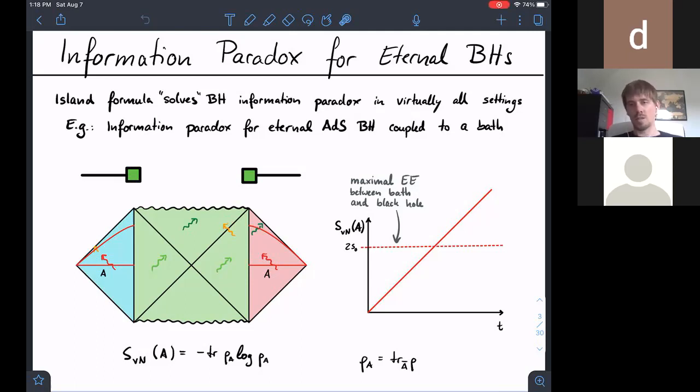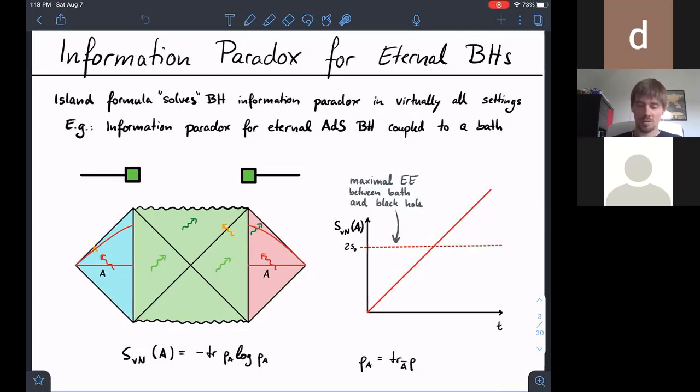Now, the problem arises when we realize that the maximal entanglement entropy between the bath and the black hole is bounded above by the coarse-grained entropy of the black hole, essentially because the black hole can only purify so much of the radiation state. And that's given by 2 times S0, where I just called the entropy of the black hole S0. And so really, this red rising curve should never be able to go above this dashed line here, which upper bounds this curve. But of course, we see it happens, and so we have an information paradox where the entropy becomes bigger than it's supposed to be.